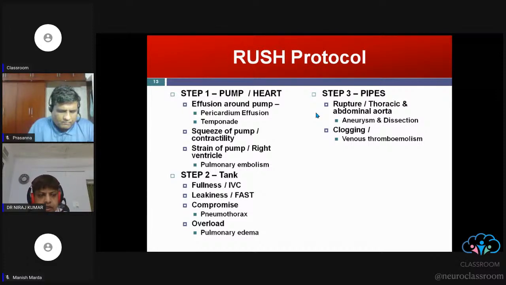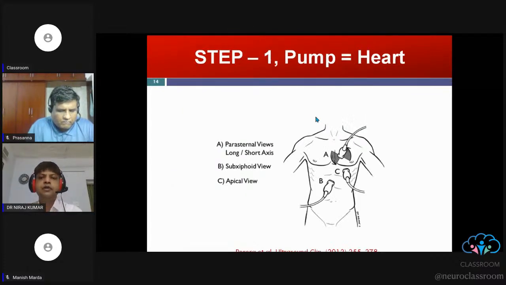You then have a good idea of the reason for the shock, and only then can you proceed further in a more confident manner. So the first step is the assessment of the heart. The heart is also called the pump because of its pumping activity. We have to use all four views: parasternal long axis, short axis, apical four chamber, and subcostal view, to diagnose the condition of the heart.